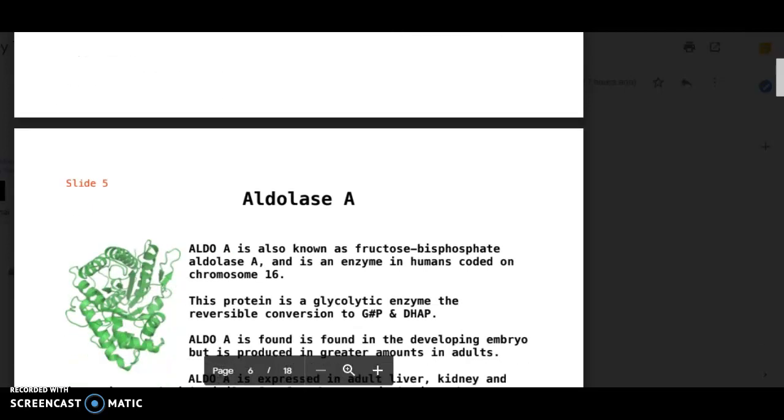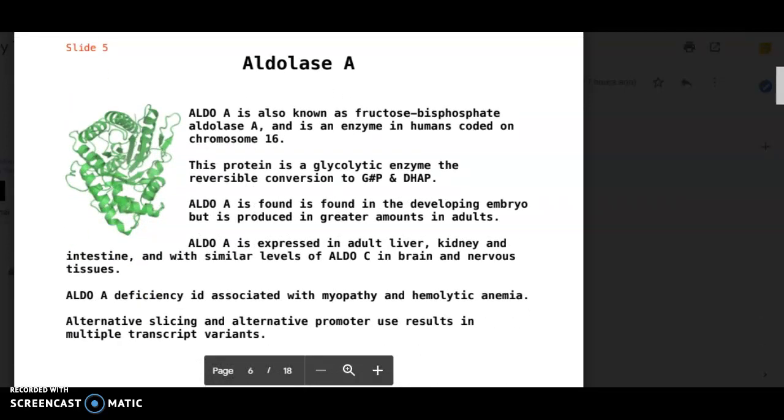Now we're going to go into the three different types. First, what we're covering is aldolase A, also known as aldo-A. It's also known as fructose-bisphosphate aldolase, and it's an enzyme that in humans is encoded by the ALDOA gene on chromosome 16. The protein encoded by this gene is a glycolytic enzyme that catalyzes the reversible conversion of fructose 1,6-bisphosphate to glyceraldehyde 3-phosphate and dihydroxyacetone phosphate. These three aldolase isozymes A, B, and C, encoded by three different genes, are differentially expressed during development.